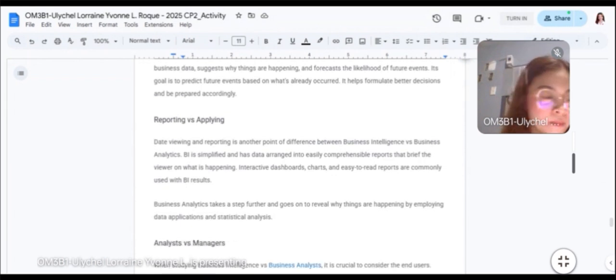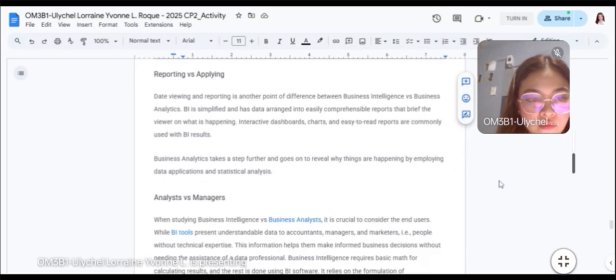Reporting versus applying. Data viewing and reporting is another point of difference between business intelligence versus business analytics. BI is simplified and has data arranged into easily comprehensible reports that brief the viewer on what is happening. Interactive dashboards, charts, and easy to read reports are commonly used with BI results. Business analytics takes a step further and goes on to reveal why things are happening by employing data applications and statistical analysis.